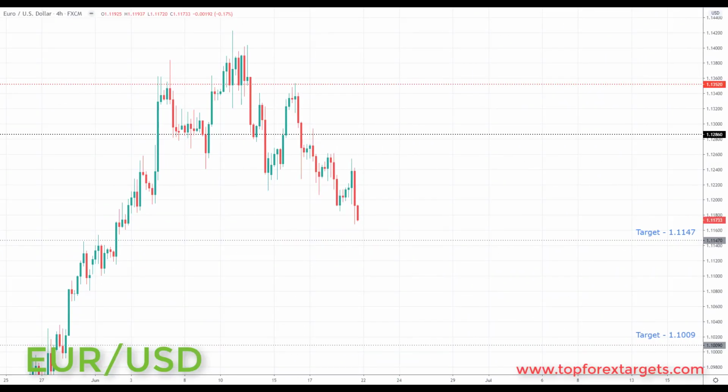So the next market we're going to look at is euro dollar. Now, last week we had a reversal to the downside in the euro dollar, just as we had that reversal to the upside in the dollar index, because the euro dollar moves inversely to the dollar index. We are coming very close now to the next key of support to the downside at the 1.11470.